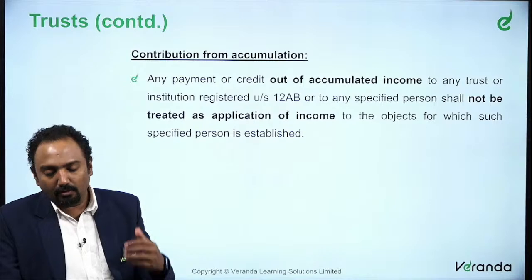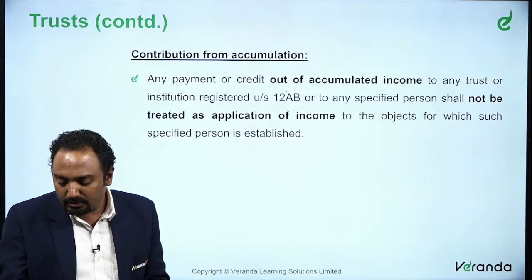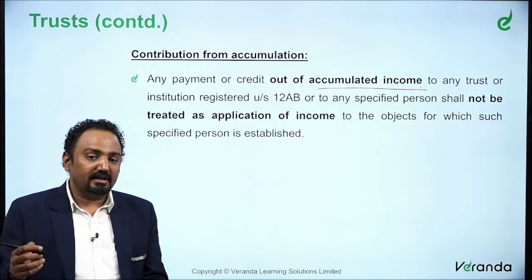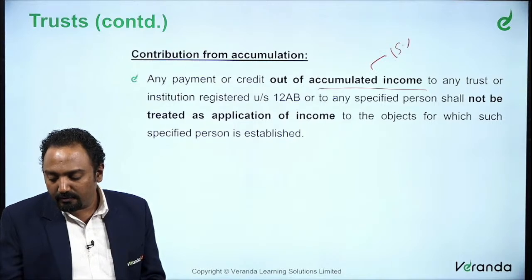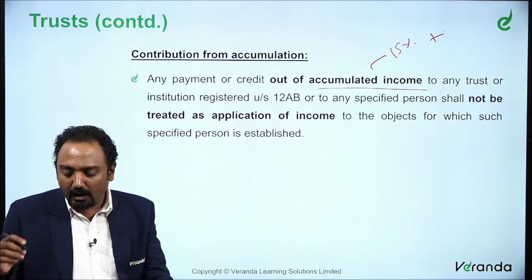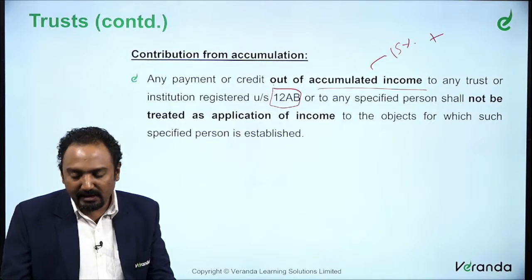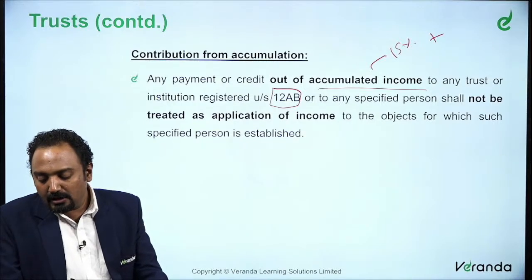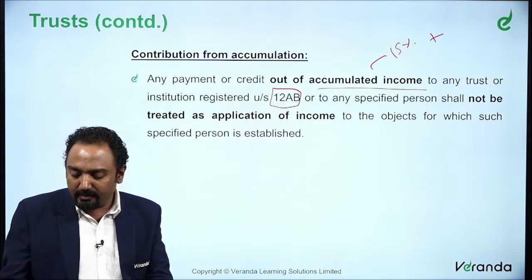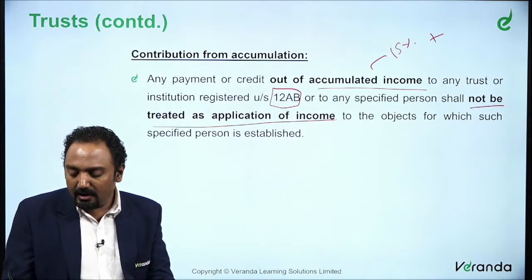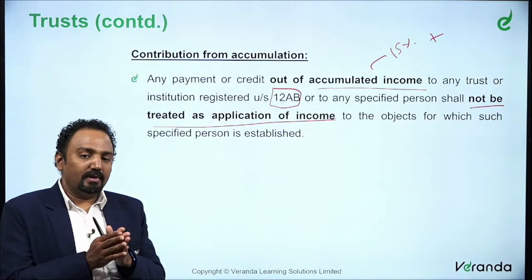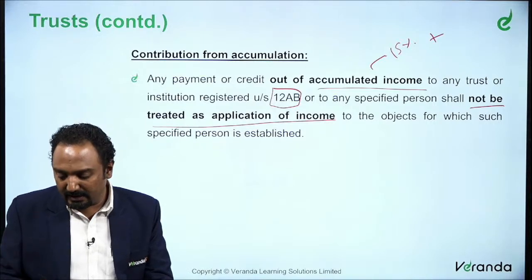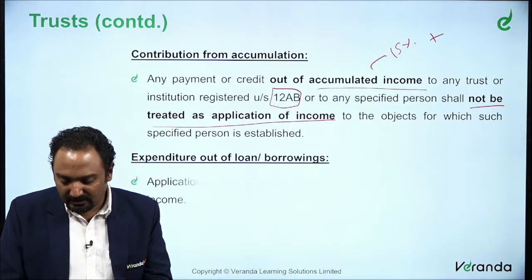So, what happens to this accumulation? Whatever contribution, so I am getting some fund out of this accumulated income. If I am giving it to any trust, what is this accumulated income? Something like 15% plus, right? So that income I am now giving to another trust under section 12AB. We'll come to this a little later. This is a very new section, only applicable from the current year. So this under 12AB or any specific provision shall not be treated as application of income. I have accumulated, I am not spending, I am just giving it to another registered trust and saying, please spend it on my behalf. So that is not called an application.